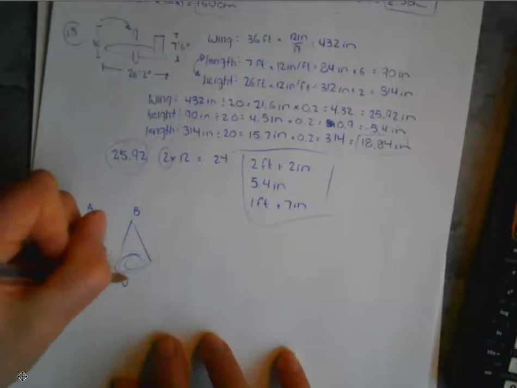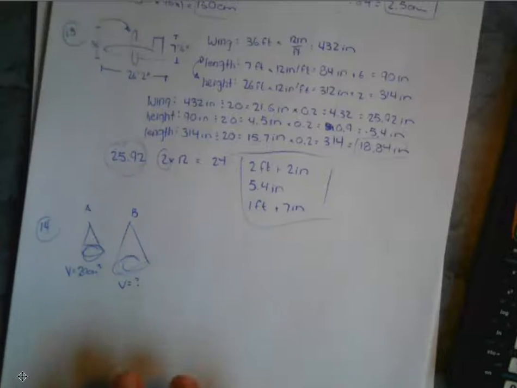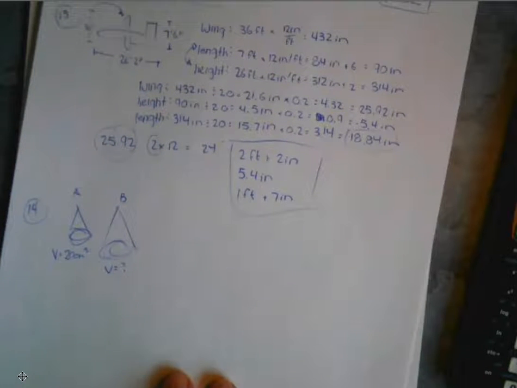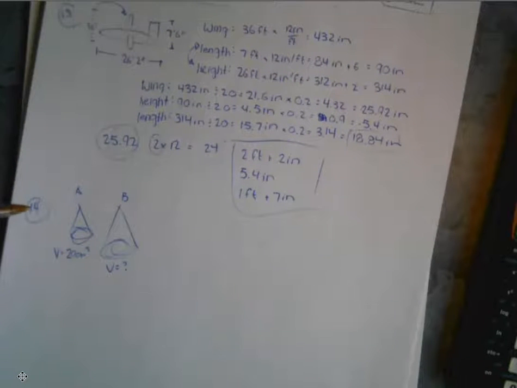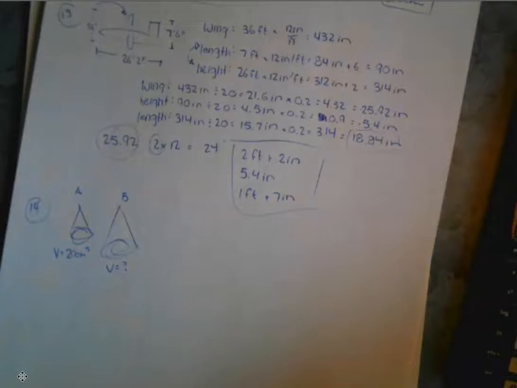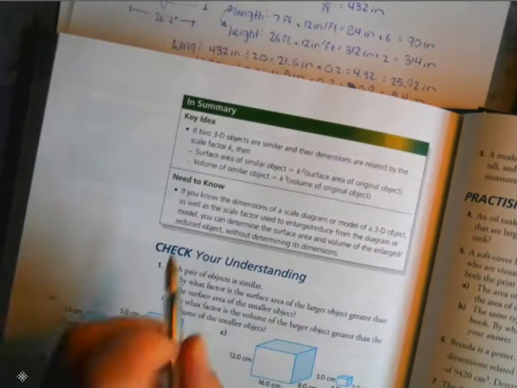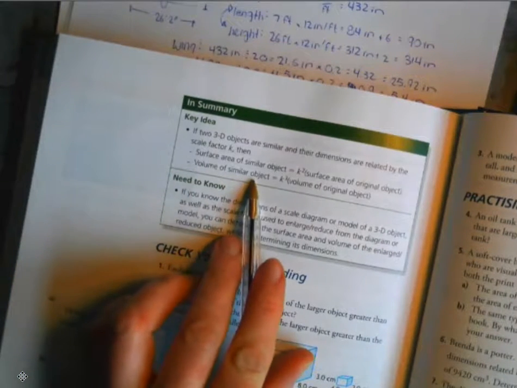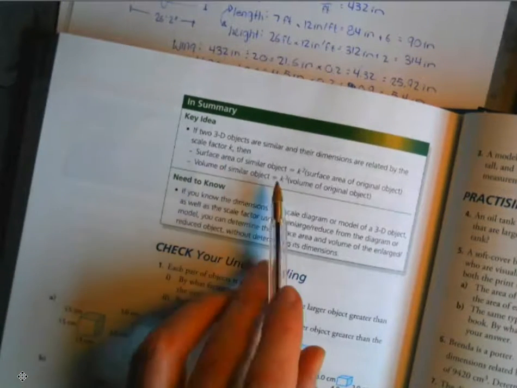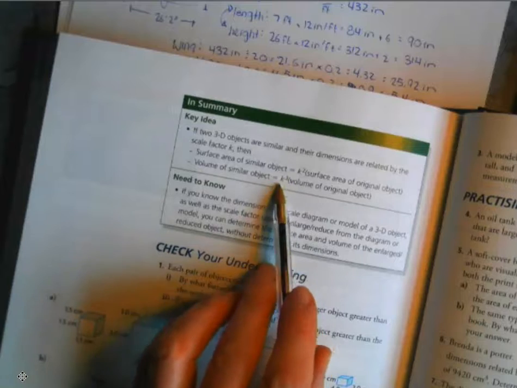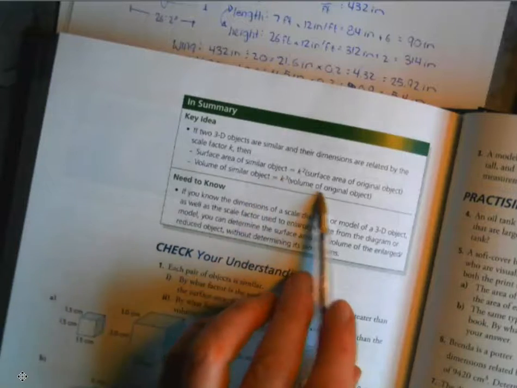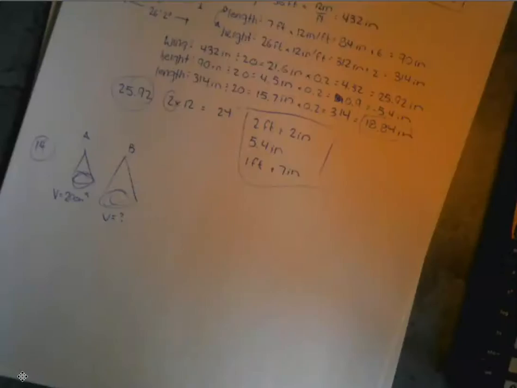And we want to know what the volume is of B. Okay, so if you use those formulas that I just showed to you, I probably should have kept that up. When we're dealing with volume, the volume of the similar object, so that's going to be cone B, is equal to the scale factor cubed times the volume of the original object.